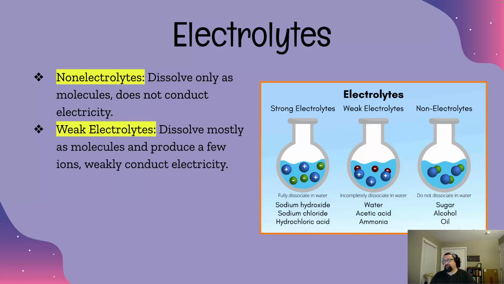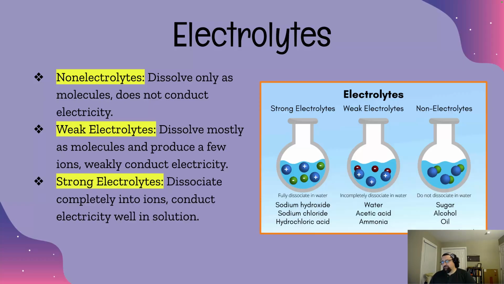You get a weak electrolyte, which means that some of it dissociates in water, but not all of it. And so they dissolve mostly as molecules, but some of them will break up. These are things we're going to learn to be called weak acids or weak bases, where these things don't fully break up. A lot stays as that molecule. And then as the ions are being used, more can dissociate over time.